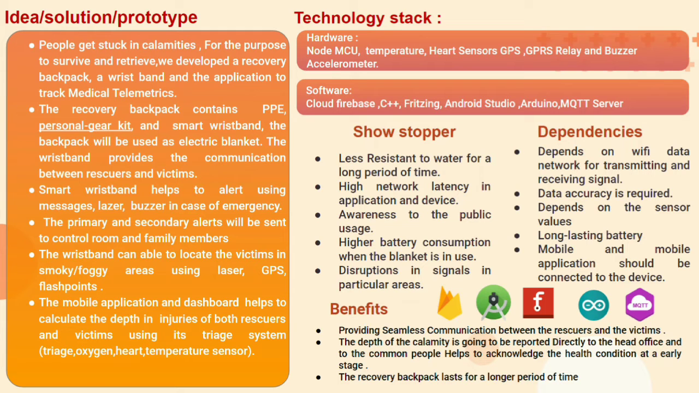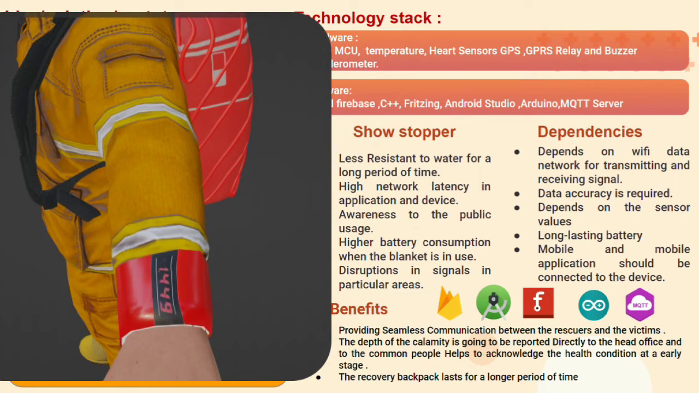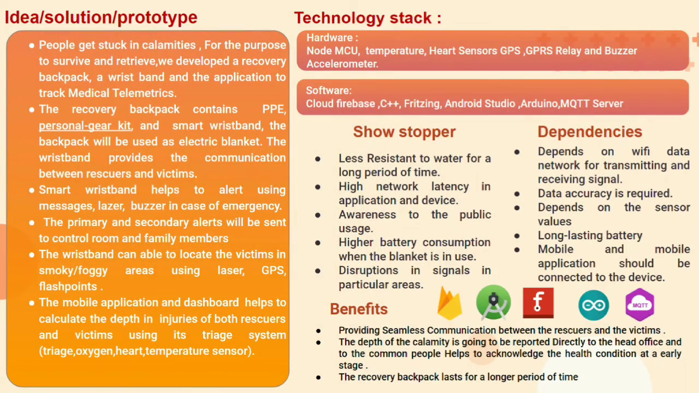The electric blanket can be explained later. The backpack consists of a smart wristband, a personal gear kit, and also PPE for the rescuers. The PPE is going to be made of a breathable material. The wristband is going to consist of sensors of various types, which are going to detect the body condition of the person wearing it.